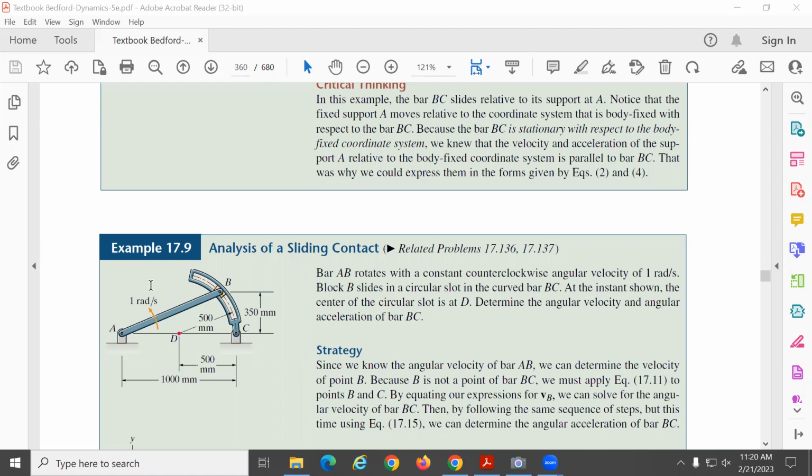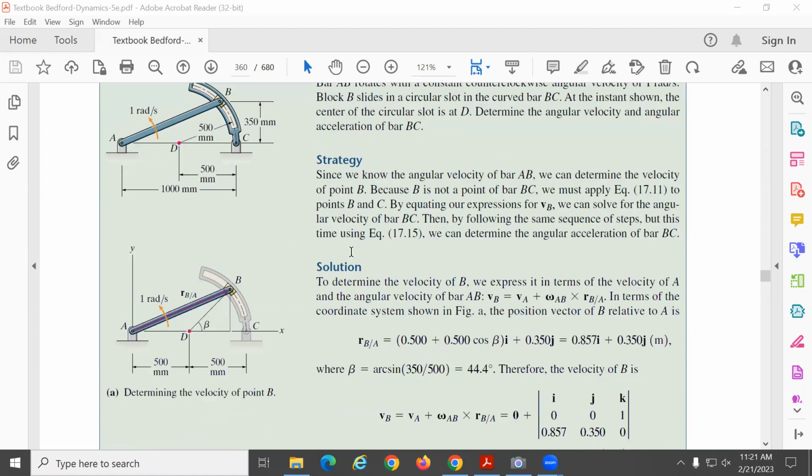Okay. Yeah, it has to be 500. The distance between D and C needs to be 500. The only one that doesn't have to be 500 is A and D, but it happens to be 500 here. So let's see what they give us in problem 17137. See if there's anything different than that.